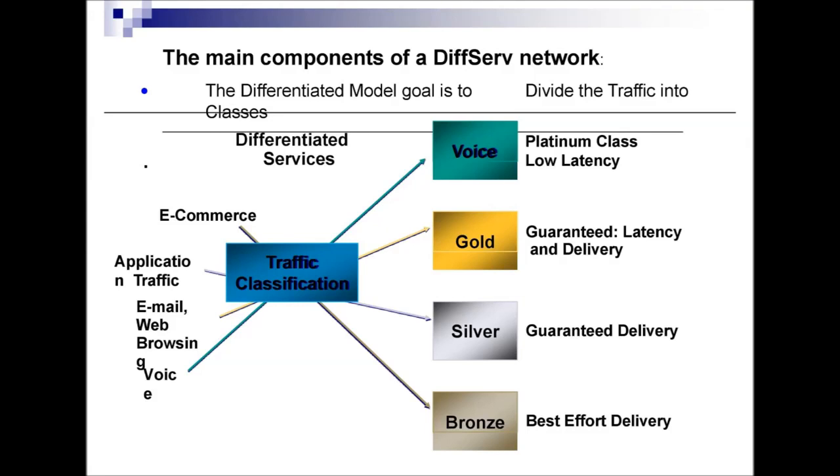First of all is voice. This is the platinum class and there is low latency. If the traffic is classified here, then the delay will be very low. If the traffic is classified into gold, you can see guaranteed, there is no latency and the data must be delivered. In the silver class, guaranteed delivery, and in the bronze class, best effort delivery. Best effort means data may be lost and you have to retransmit data.